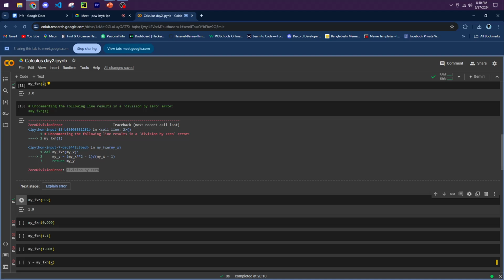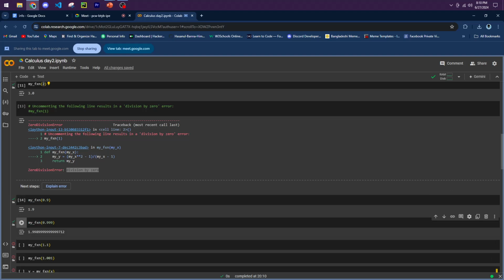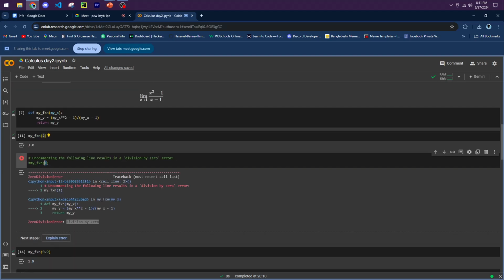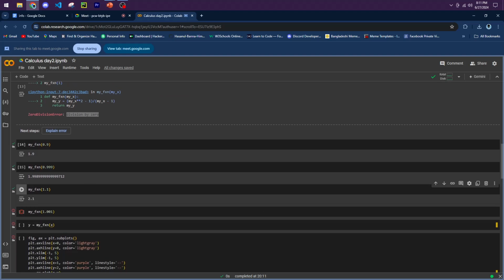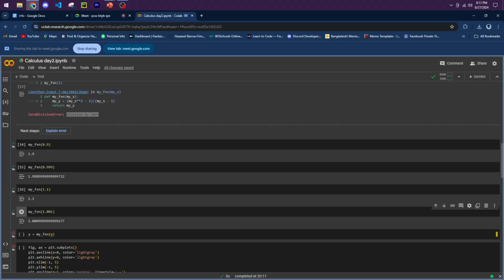When I get closer to 1, doing this with 0.999, which is closer than 0.9 to 1, it also gives me output. But when I do this with 1, it does not give me any kind of output. It says that your equation has an error or something like that. And when we do this again at 1.1, it gives me some values, and 1.001 is also giving me some values.